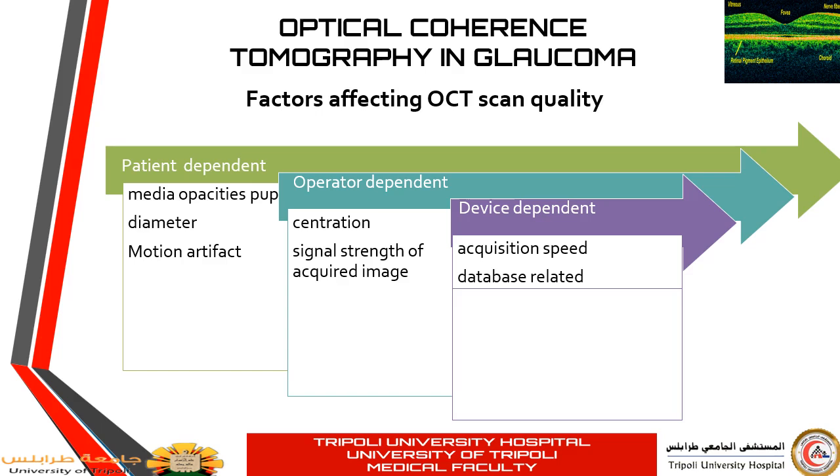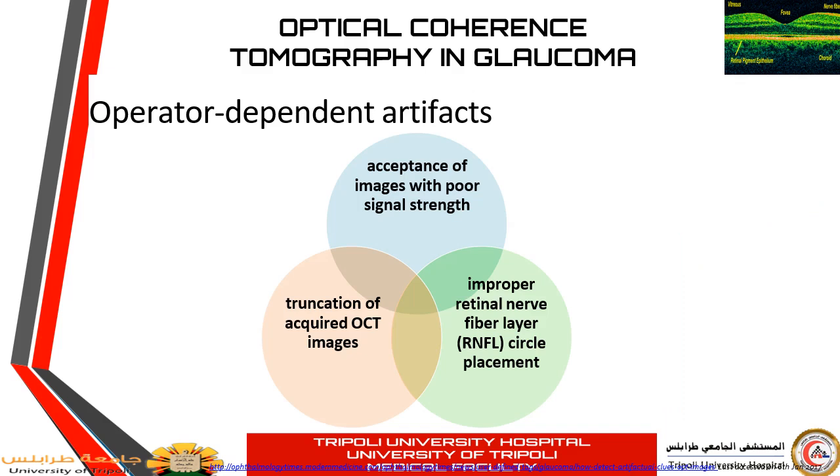We will go quickly through these artifacts, whether in the media or diameter of the pupil, or motion artifact, or in the operators or in the device. So the operator-dependent artifacts: the acceptance of the image with poor signal strength.